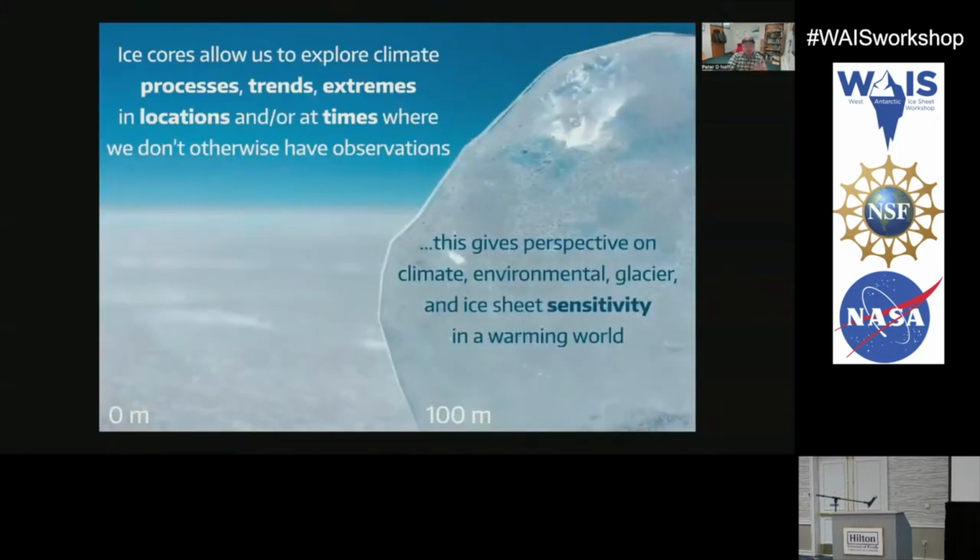I'll briefly go over Ice Core 101, the motivation, and why I try to show up as an Ice Core scientist at the WAIS Workshop. I think these records of climate we get from ice cores allow us to explore processes, trends, and extremes at places and in times where we don't otherwise have observations. It gives us really important extended perspective on climate, environmental, glacier, and ice sheet sensitivity in a warming world, to try to better constrain that key question of what's the future of the Antarctic ice sheet and how much sea level is coming towards all of us, and how fast.